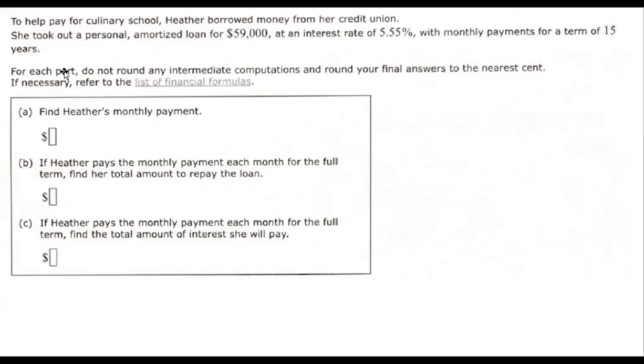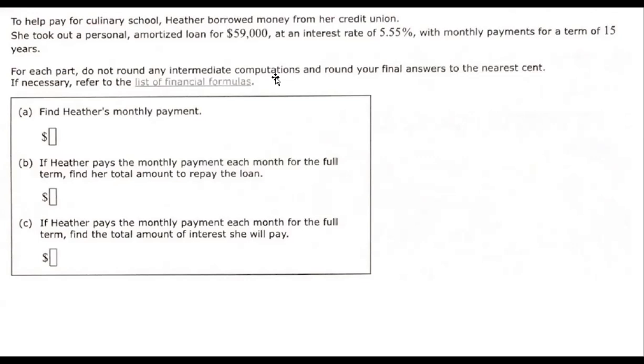Again, it says here for each part, do not round any intermediate computations and round your final answers to the nearest cent. That's important because if you keep rounding, then you're going to be off from the exact answer. So you want to keep as much information about your data in the intermediate steps, so that when you get your final answer, it's not going to be off. If it has a bunch of numbers after the decimal point, then you keep those numbers.